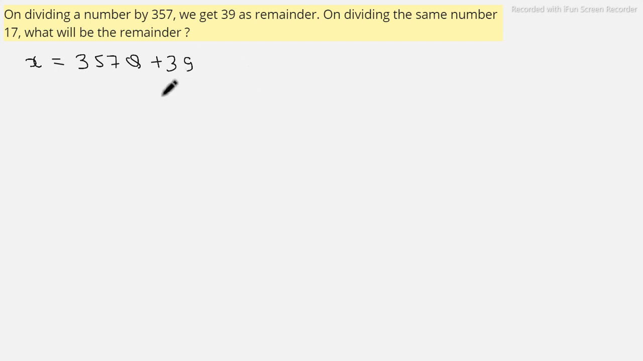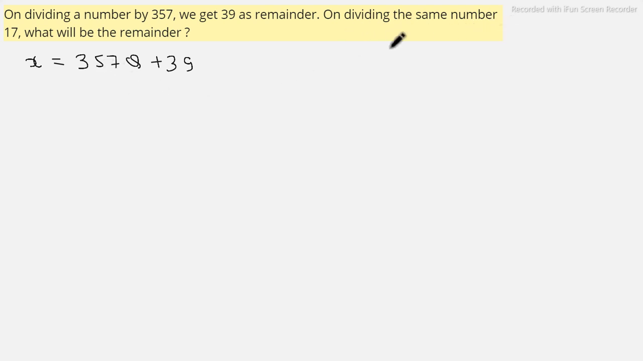So why are we writing it like this? Because, as we already said, dividend is equal to divisor into quotient plus remainder. Here the dividend is x, that is, x is being divided by 357. 357 is the divisor, and suppose there is a quotient q and the remainder is 39. So this will be our equation.